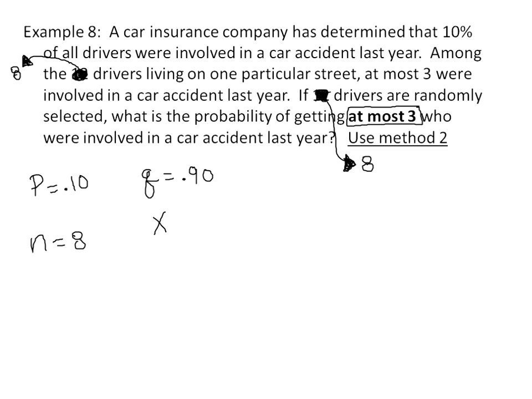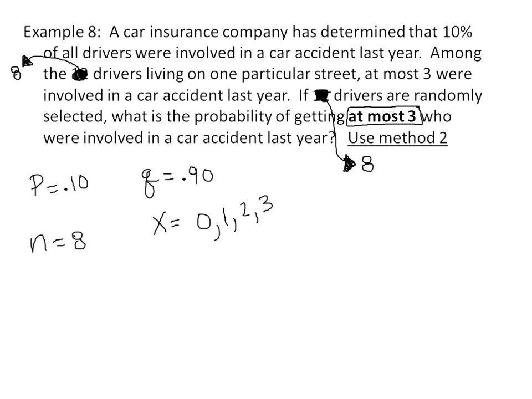At most 3. So in the previous question, X was equal to 3. But here it says at most 3. What is the probability of getting at most 3 who were involved in a car accident last year? So again, it's a binomial type problem because either you're involved in a car accident or you're not. So at most 3, the most you can have is 3. Anything below is also part of it. At most 3. So that means 3, 2, 1, and 0. So you're finding the probabilities for when X equals 0, 1, 2, and 3.